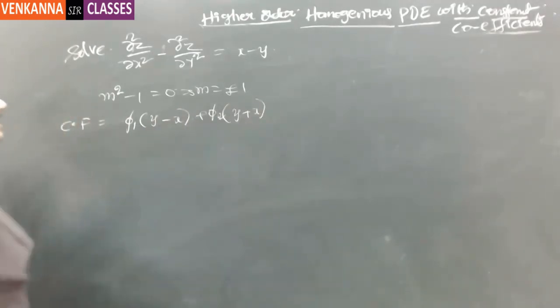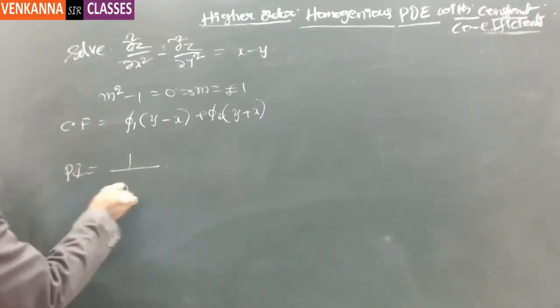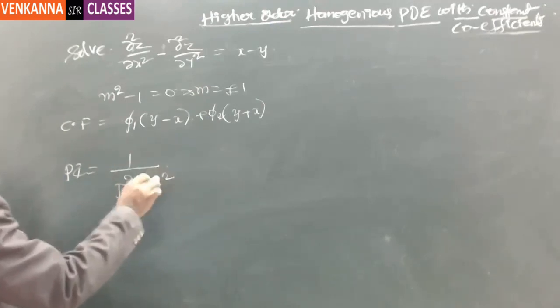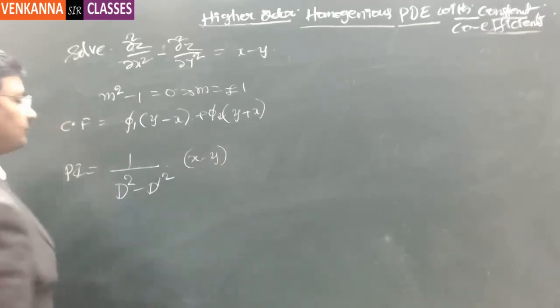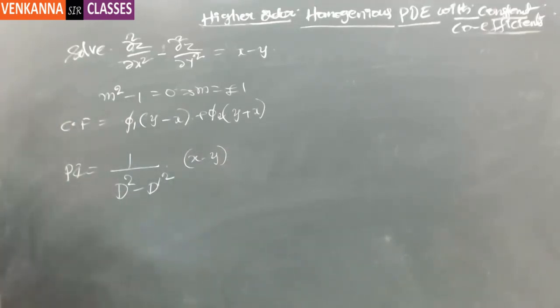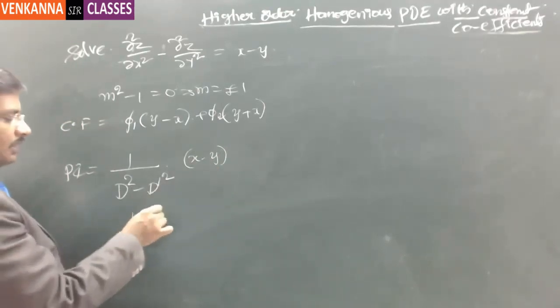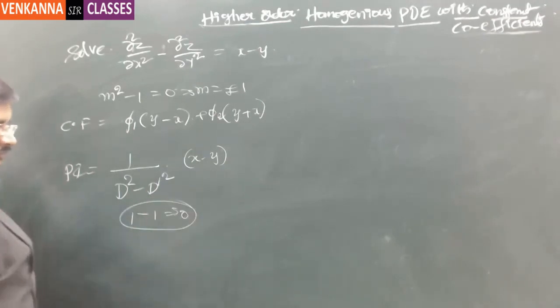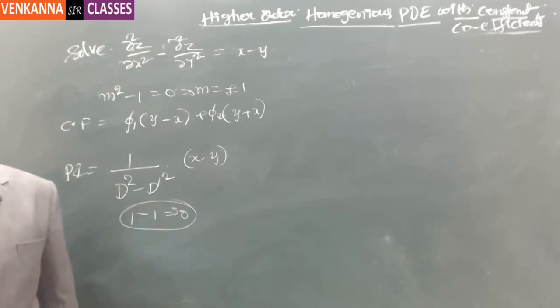Yeah. So this is the complementary function, and the particular integral is going to be 1 by d square minus d dash square operated on x minus y, right? So here the problem is, if you substitute 1 here and substitute minus 1 here, and then 1 minus 1 is coming out to be 0. This is the problem. Got it or not? Understood this one? So in this case actually we say this as the case of failure.